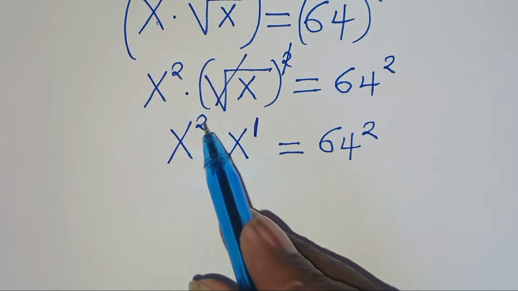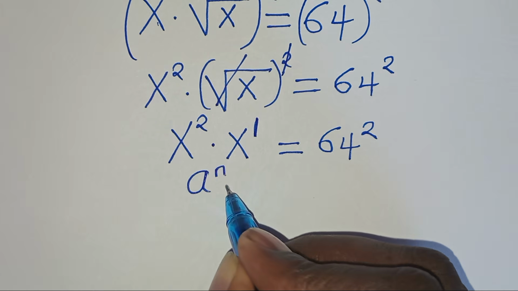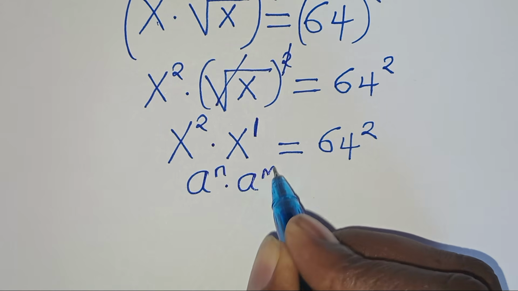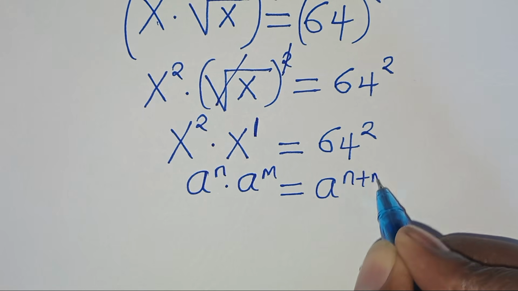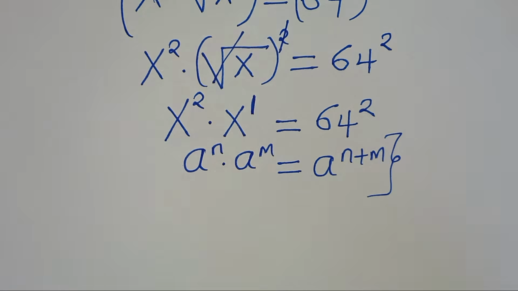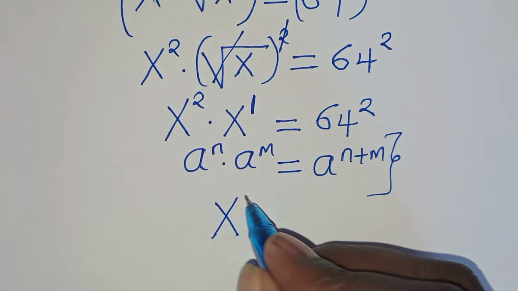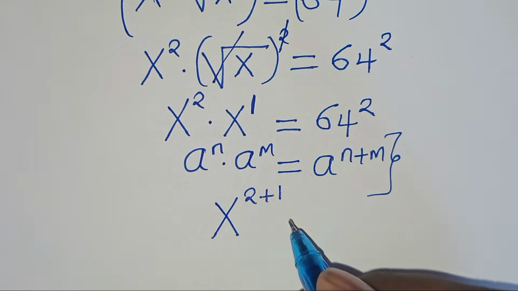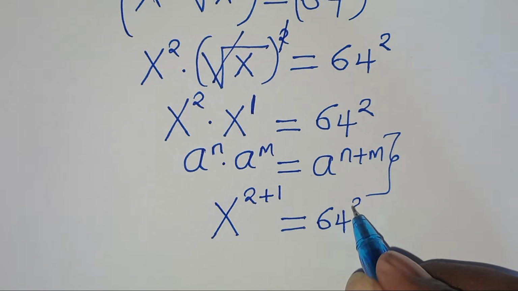Now, x to the power of 2 times x to the power of 1 is of the form a to the power of n times a to the power of m, which we can express as a to the power of n plus m. Applying this property, we have x raised to the power of 2 plus 1. This is equal to 64 raised to the power of 2.